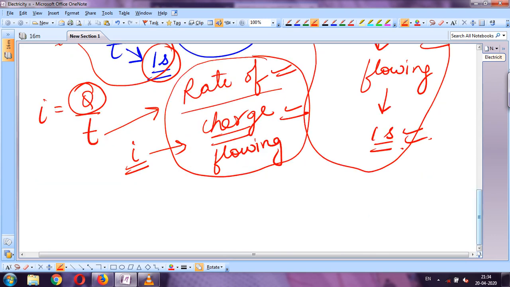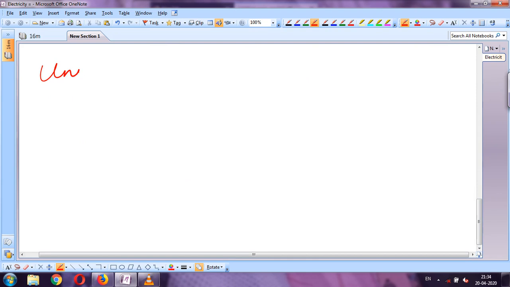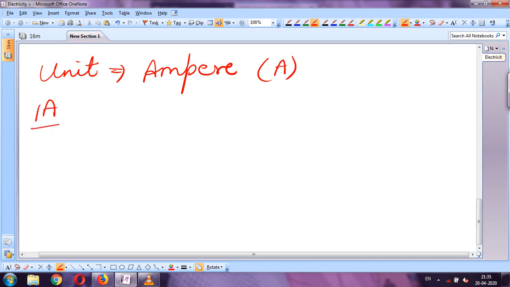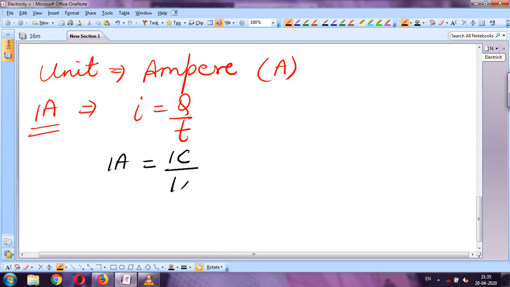Now after this, we will study the unit of electric current. The unit of electric current is ampere, I already told you. Its symbol is A. Now if you want to define how much is 1 ampere, you can again use the same formula, I is equal to Q upon T. You define 1 ampere when charge is 1 coulomb and time is 1 second. In that case 1 upon 1 gives you 1 ampere. Now how can we define? Let us see this.